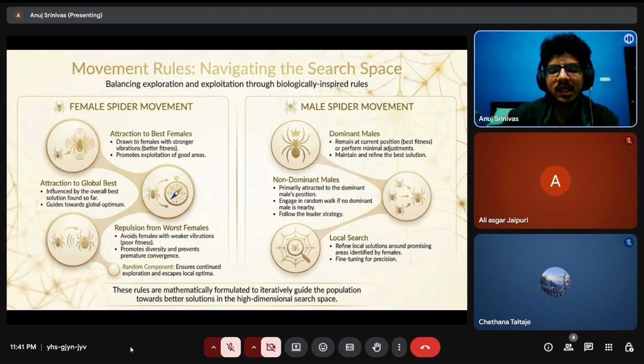If it's a male spider, then they behave differently. Dominant male spiders refine their position based on nearby females. Non-dominant males move towards the weighted center of the male population to maintain the diversity of the population. These movement rules maintain a balance between exploration and exploitation. This concept is essential for effective optimization of any complex problem.